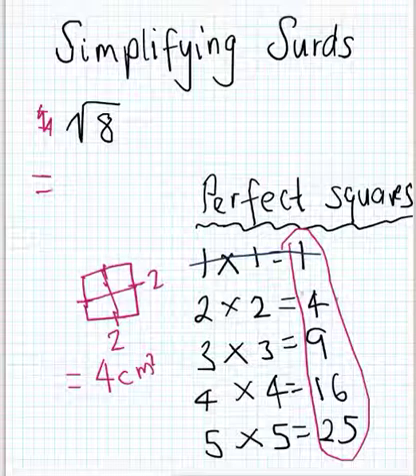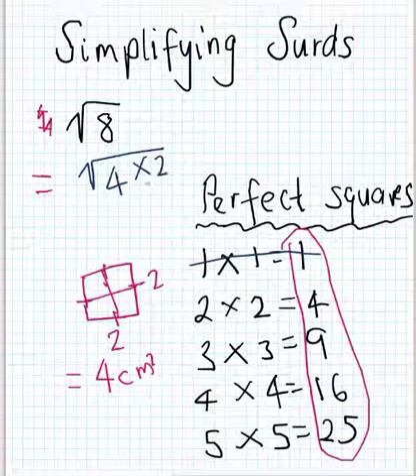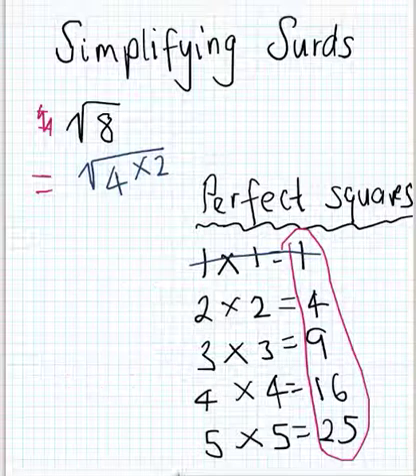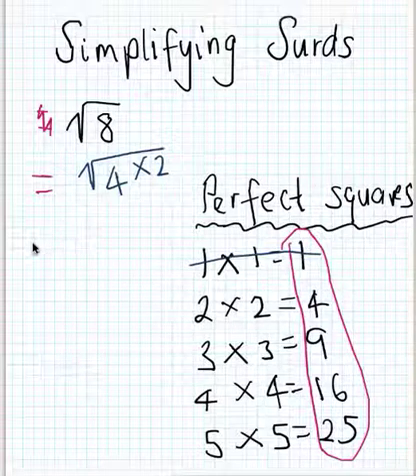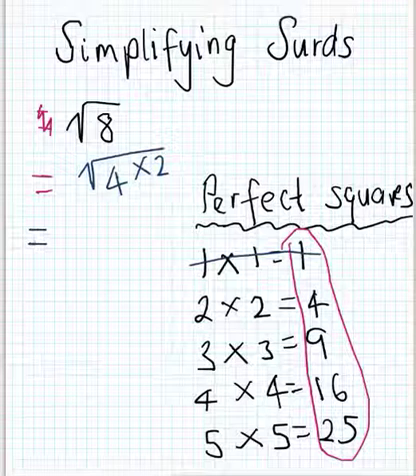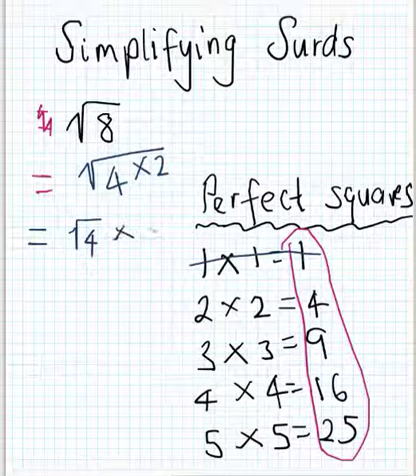I know that 4 is a factor of 8, and I know that 4 times 2 is 8. So instead of writing 8, I am now going to write the square root of 4 times 2, because I know 4 times 2 is still 8. I've just written it in factor form. Now, the next thing I'm going to do is separate the 4 and the 2 into their own square roots. And we can do this when working with surds.